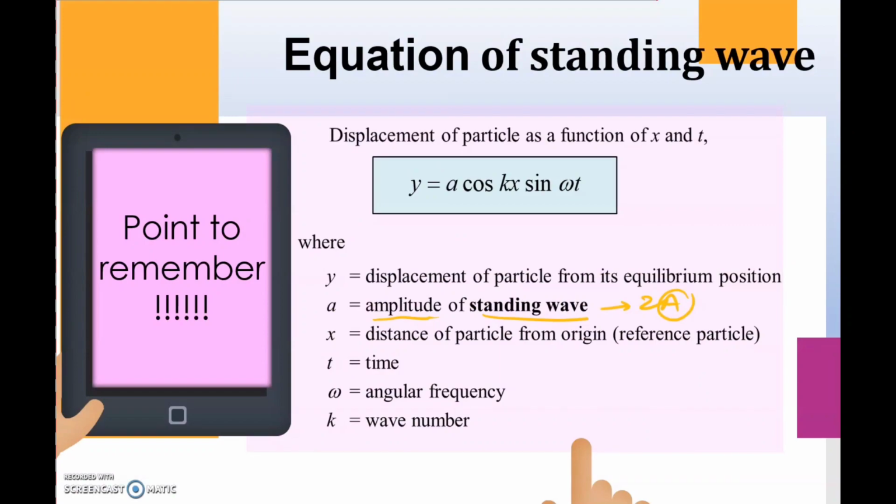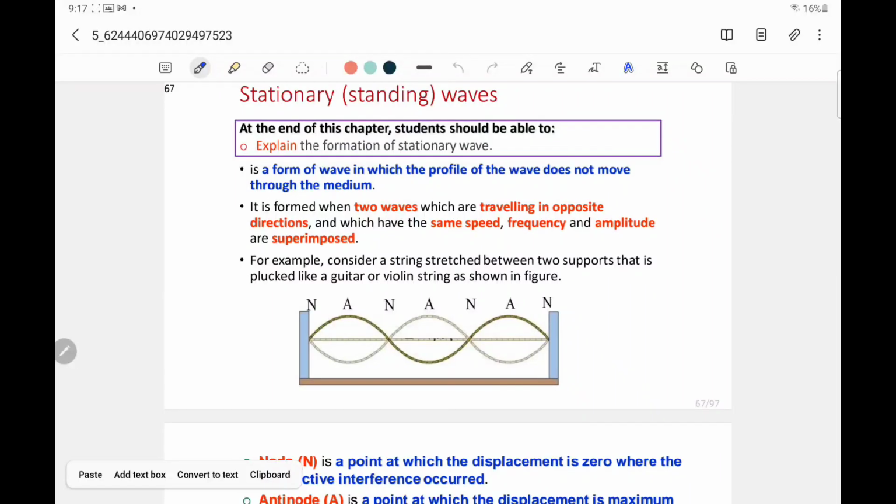Okay, so you will have this one. Okay, so now let's move to stationary or standing wave. At the end, you should be able to explain the formation of stationary wave.